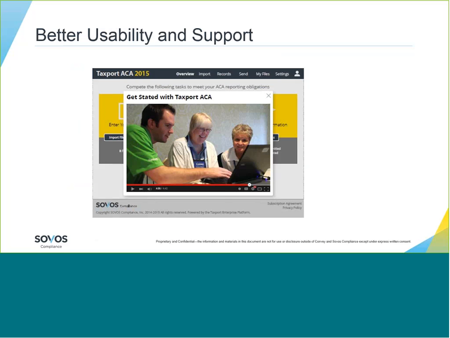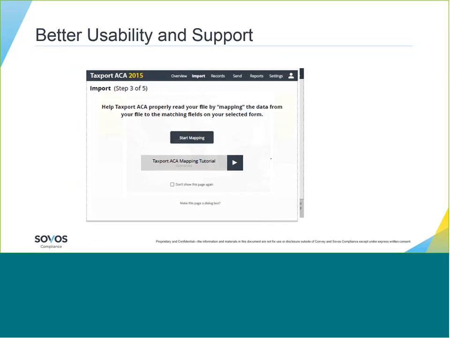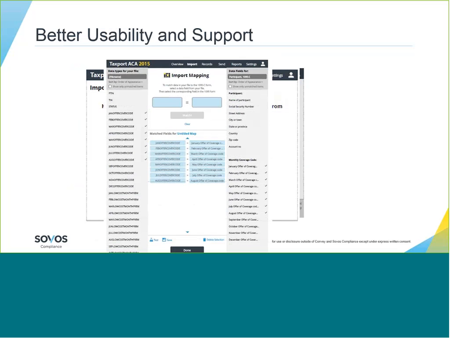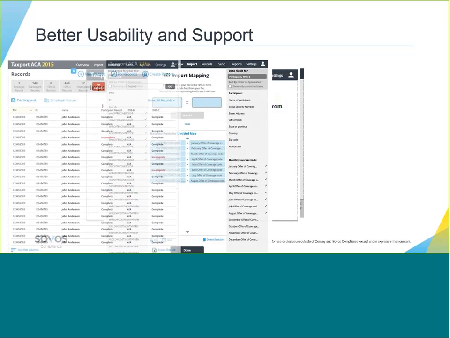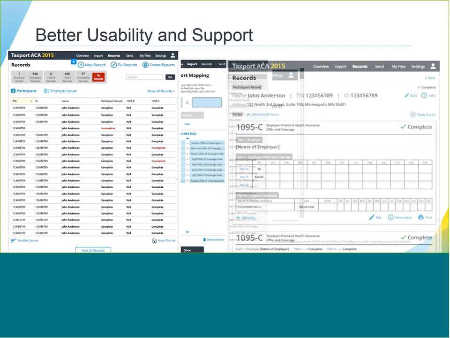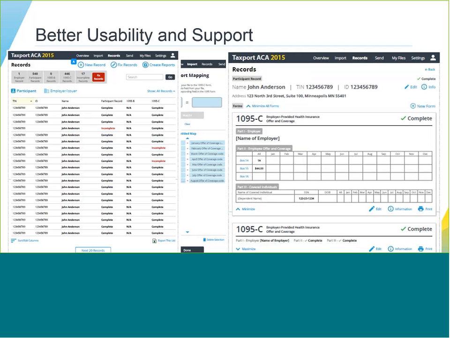From a usability and support perspective, we also have a full team of people here who have been working with tax information and reporting requirements for the last several years. What I'm showing you here are actual screenshots of our application, as well as the various records, reports, and the 1095-C form that you can view within the application and then print off locally or send to us for printing.